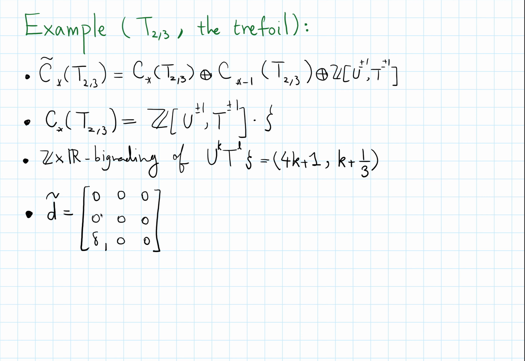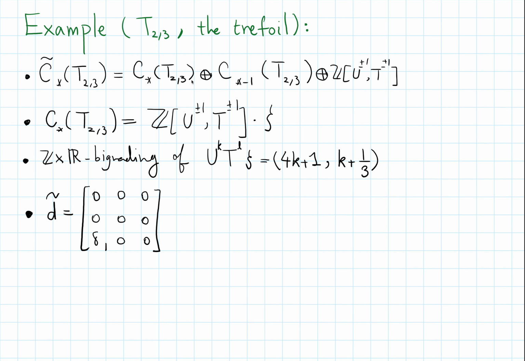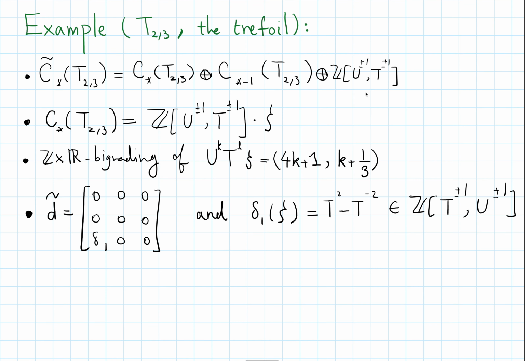For grading reasons, you can see that most of the terms in the differential have to be 0. The differential on C star has to be 0. The map v has to be 0. Delta 2 also has to be 0. And the only possible non-zero term is delta 1, which is supposed to be a map from C star to our underlying ring. We can explicitly compute that by looking at delta 1 of zeta, and we would see t squared minus t to the negative 2.